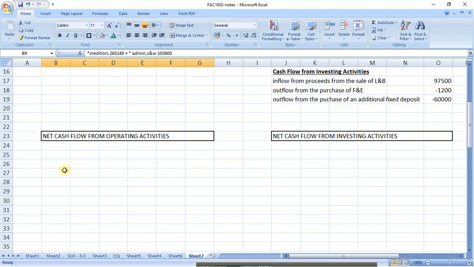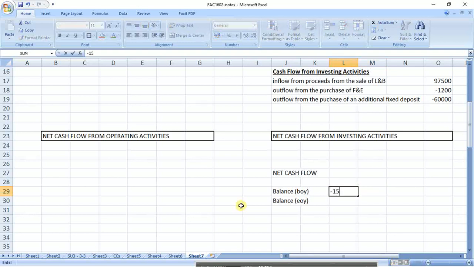So afterwards, you would have net cash flow, and then you would have the balance at the beginning of the year and the balance at the end of the year. Obviously you want the net cash flow, but I need to know what that is. So what is the bank figure? It's a credit amount, so it was negative at the beginning. 15,000, and then it ended with positive.